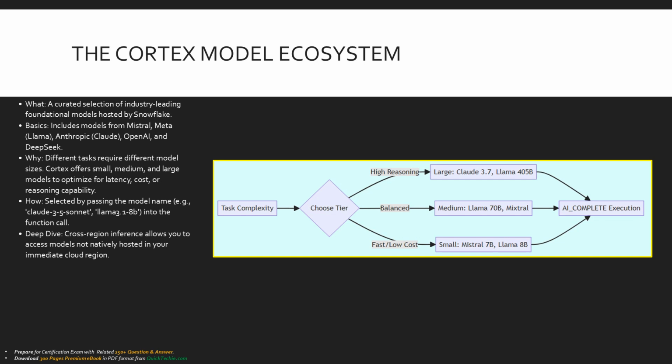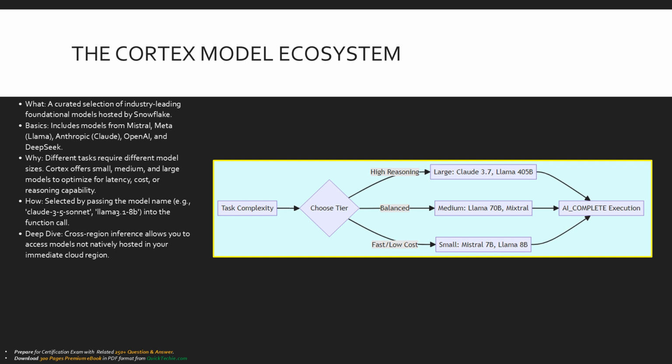One of the most powerful aspects of Snowflake Cortex is that it does not lock you into a single AI provider. Let's explore the Cortex model ecosystem. Snowflake has partnered with the biggest names in AI to host a curated suite of state-of-the-art foundational models directly inside your data cloud. You have access to models from Anthropic like Claude 3.5 Sonnet, Meta's Llama 3.1 and 3.3 families, Mistral's large and 7B models, as well as select models from OpenAI and DeepSeek.